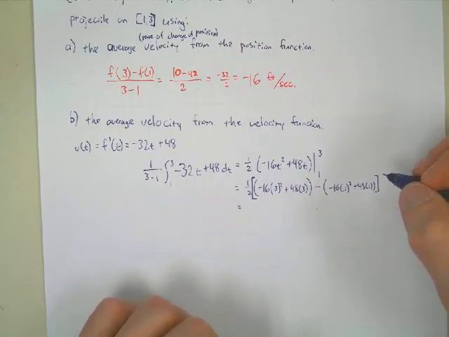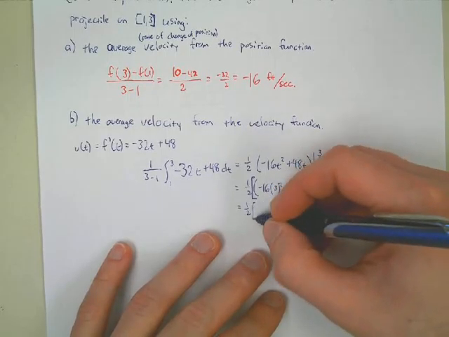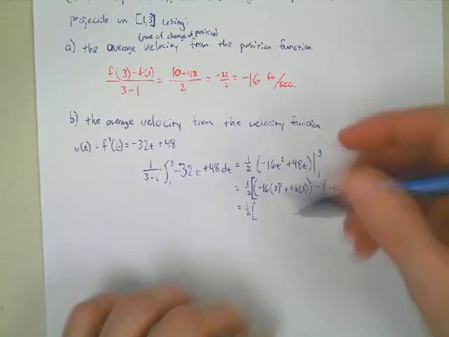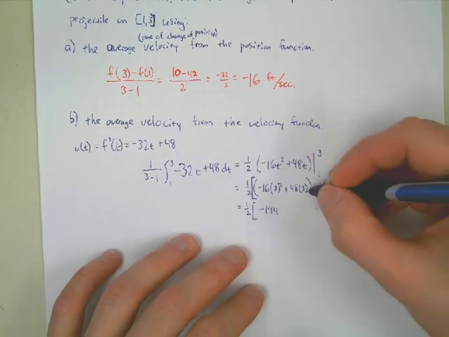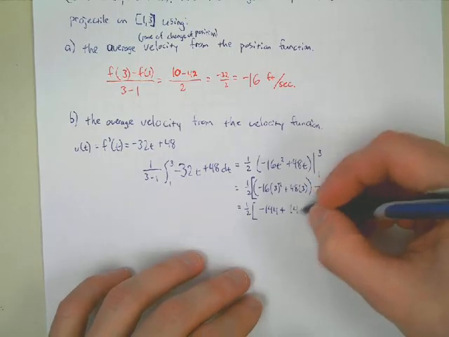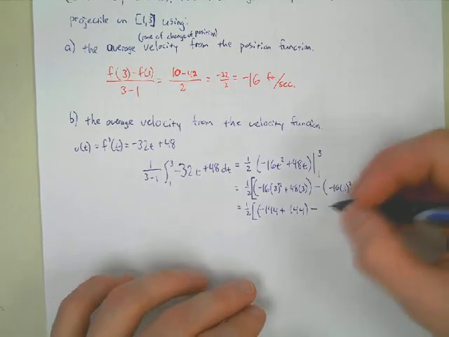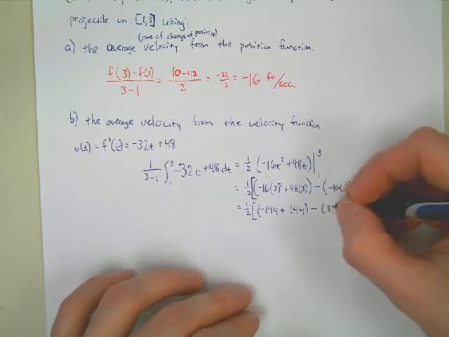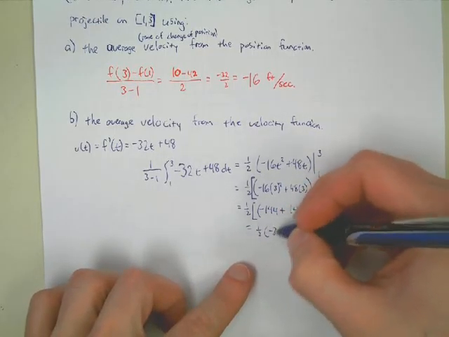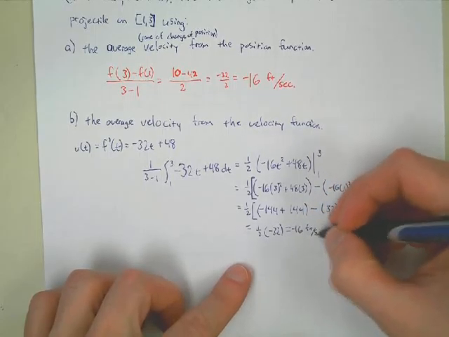So let's see, we get 1/2, and then 3 squared is 9. 9 times negative 16 is negative 144. 3 times 48 is also 144. Wow, that's kind of nice. Minus, and then let's see here, negative 16 plus 48 is 32. And so this becomes 1/2 times negative 32, which is negative 16 feet per second, the exact same answer we got up there, right?